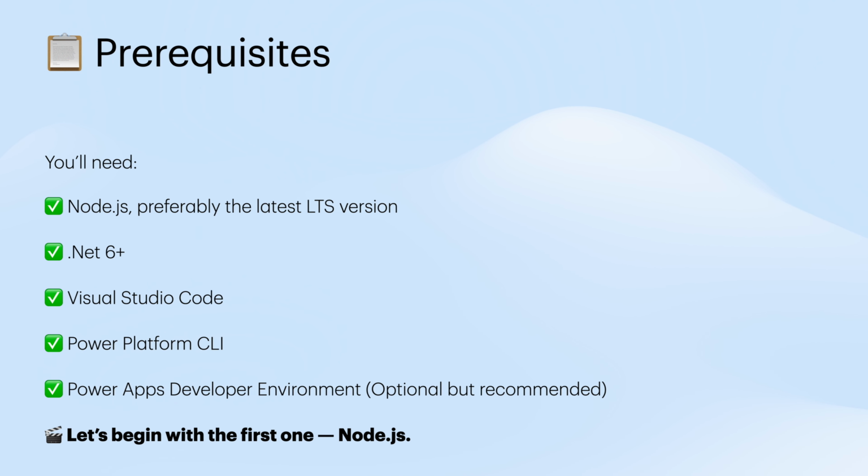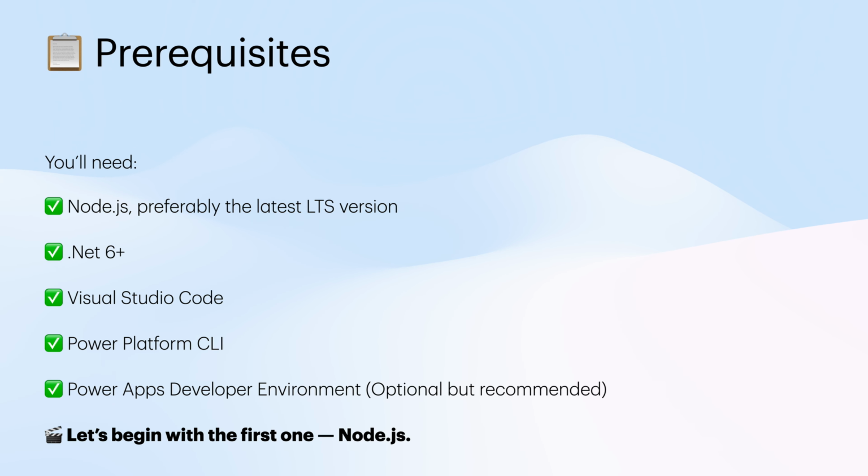Before we jump into installing anything, let's go over the prerequisites. These are the tools and components you will need to have on your machine for PCF development. The first one is Node.js. You will want to install the Node.js latest LTS version, which ensures maximum compatibility and stability with the Power Platform CLI. Next is the .NET SDK, which is version 6 or later. This is required by the CLI under the hood to build and compile your control.